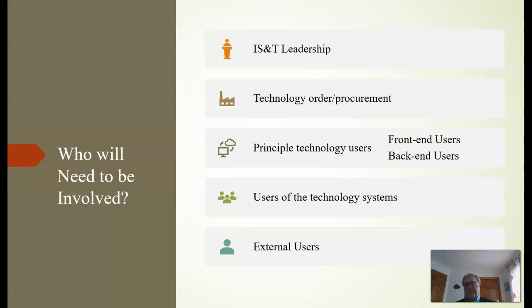And when we think in terms of who needs to be involved, we have a lot of groups: IT, leadership, technology, order procurement, front-end, back-end users, users of the technology systems, and even, as we said, external users who could be our clients. So involving all stakeholders is important to conducting action research. The IS&T leadership team must be involved to highlight our strategic objectives with technology. Does our organization's strategic objective match what we're prone or bound to deliver for our client base?